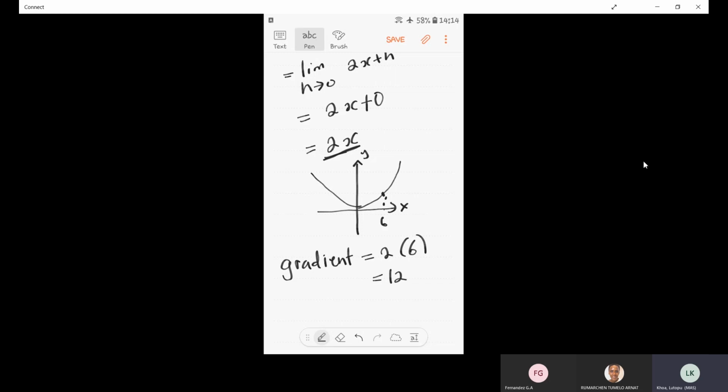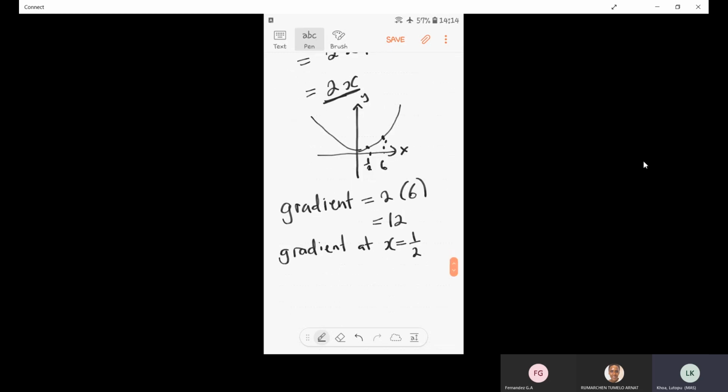So the steepness of my curve depends on where I am. The closer I am to 0, the less steep it is. So let's say this is a half. The gradient at a half is going to be equal to 2 times a half, which is equal to 1. If you compare with the graph, you can see that at a half the graph isn't as steep as it is at 6.